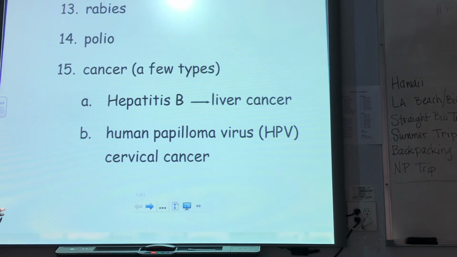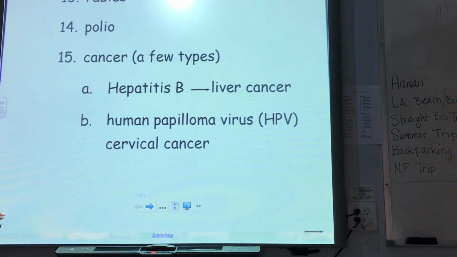Polio is another one. We've talked about polio before, and I've got a pretty good slideshow for polio. It basically causes atrophy of the muscles. And if you get it bad enough, it causes atrophy of your breathing muscles, and it can kill you. But anyway, that's polio. We'll talk about that. I have a presentation.